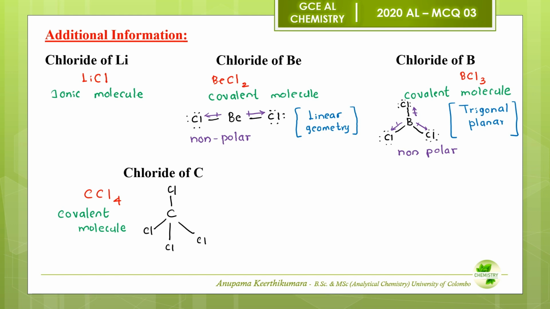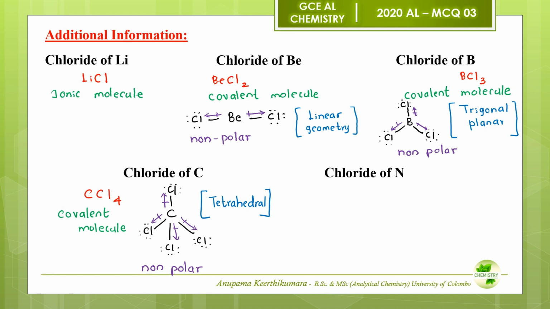This is the structure of carbon tetrachloride. The structure of carbon tetrachloride is tetrahedral. Chlorine is more electronegative than carbon. Therefore, these C-Cl bonds are polar. But this molecule is a symmetric molecule because of this tetrahedral geometry. Therefore, it does not have an overall dipole moment. In other words, this molecule is a non-polar molecule.